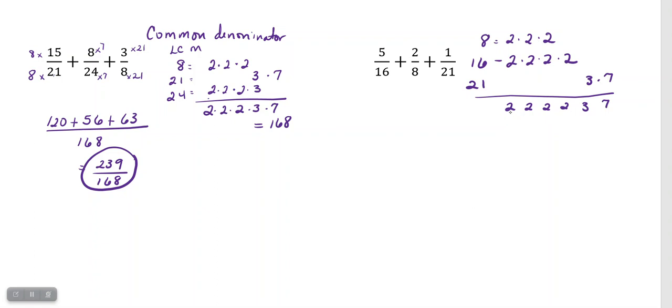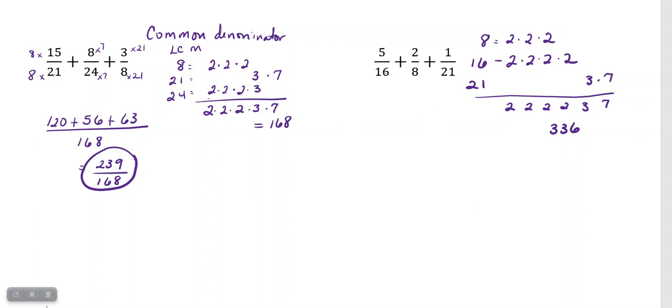So I have 2 times 2 is 4 times 2 is 8 times 2 is 16. 16 times 3 is 48 times 7 is 336. So my common denominator is 336.